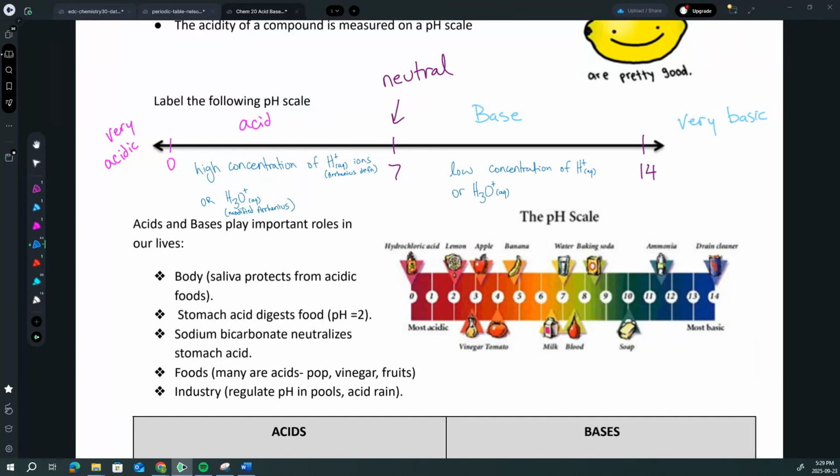Now, acids and bases, they're pretty prevalent in our everyday lives. So for example, in the body, saliva protects our teeth from acidic foods. Now, saliva typically has a pH anywhere between 6.2 and 7.6. It just kind of depends on what types of foods that you're eating. So if you're eating more acidic foods, then maybe the pH of your saliva is a little bit more on the acidic side of that range. Okay, meanwhile, stomach acids, that's going to be way more acidic than your saliva. So that's going to have a pH around 2.